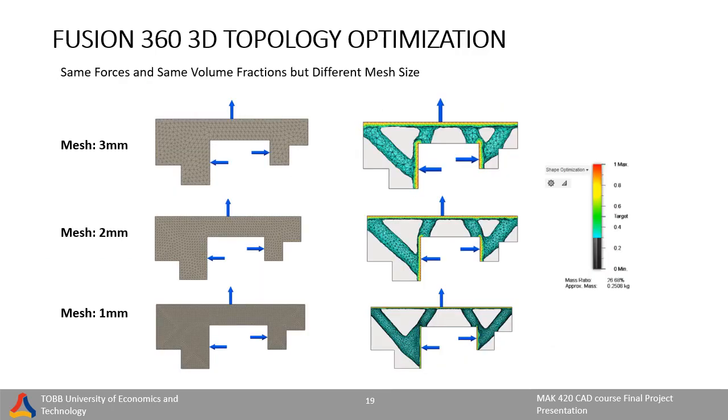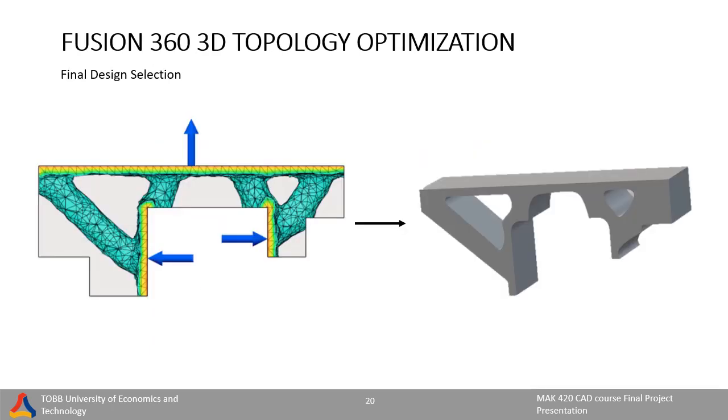In this slide, you can see the same forces and same volume fractions but different mesh size effect on the design. At the same time, since an increase in the number of meshes also increases the computational time, it will be more efficient to calculate and analyze the designs according to the mesh number. See the final design selected in Fusion topology optimization and its solid state converted into STL.